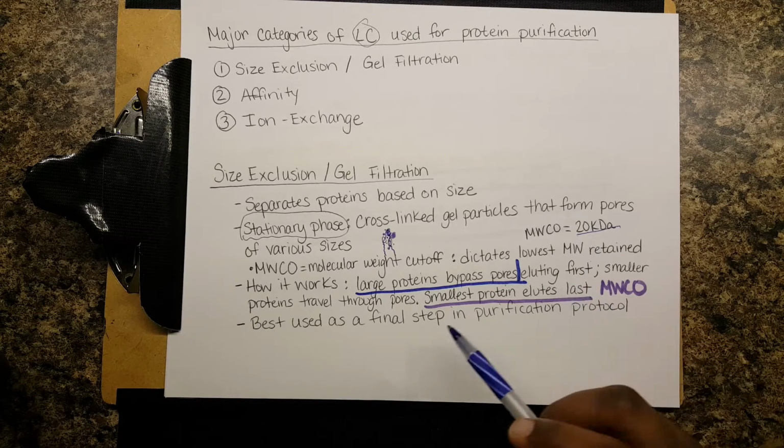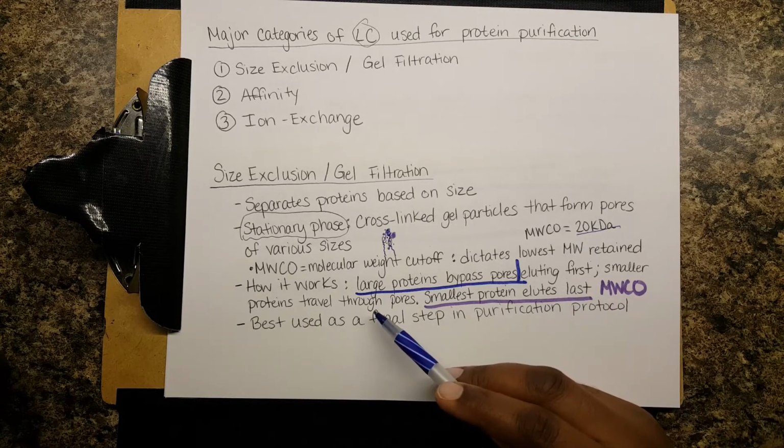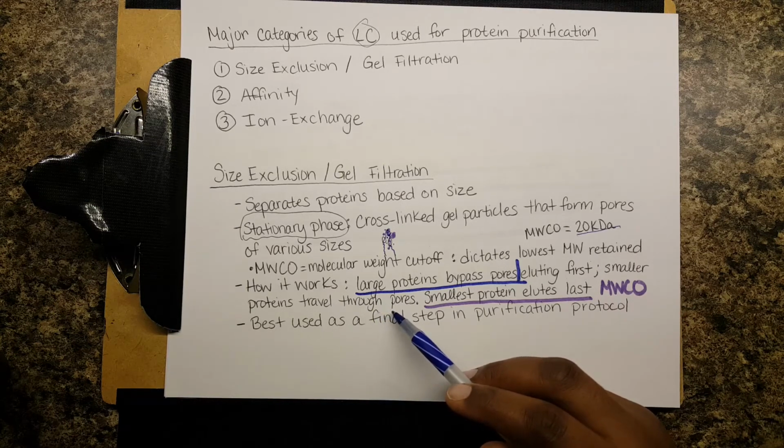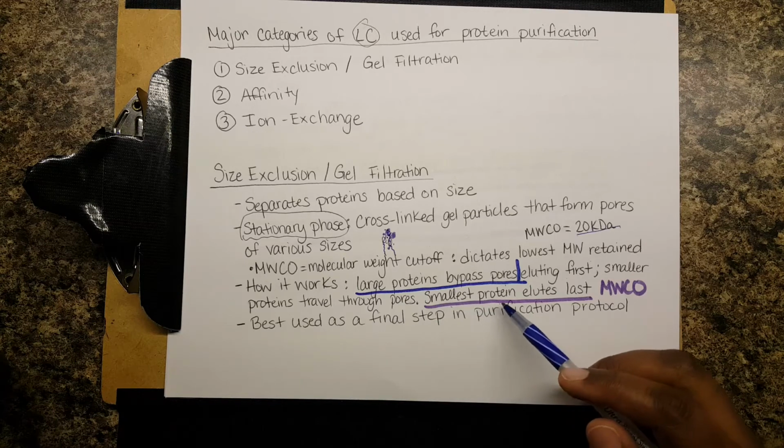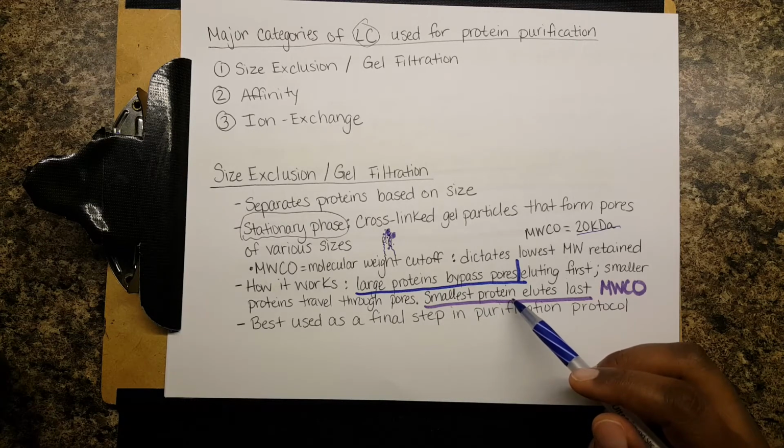The smaller proteins are like, ooh, I like this. It's a jungle gym. Let's go. So they will interact with the cross-linked gel particles and it will slow them down. The smallest protein in your mixture will elute last.